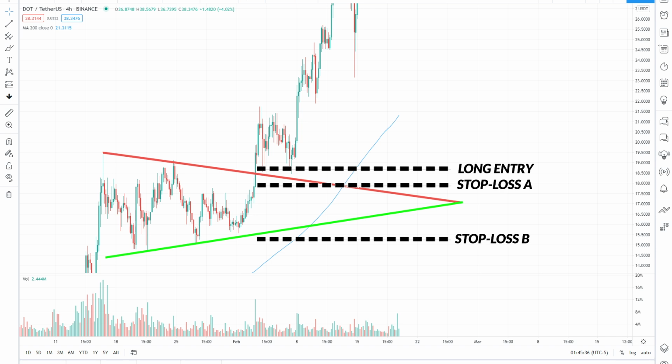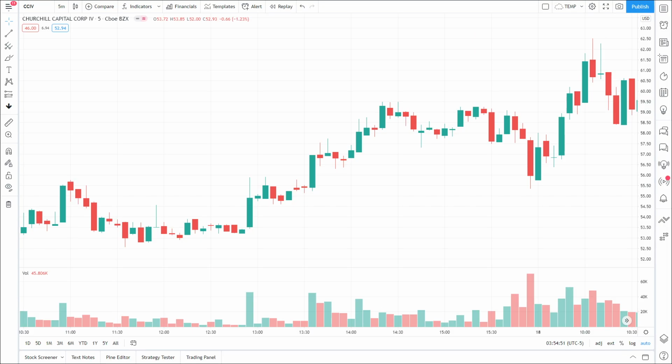This next pattern is one of the most popular and my own personal favorite. It is called the bull flag. This is what it looks like on a chart.